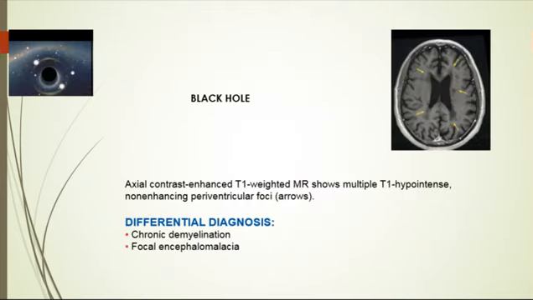I think the picture of the black hole is different from the recent one published by the scientist, I don't know who. Anyway, this is a non-contrast T1 with multiple T1 hypo-intense non-enhancing periventricular foci. This has a differential diagnosis of either demyelination or focal encephalomalacia, يعني either multiple lacunar infarcts, focal encephalomalacias, or demyelination.